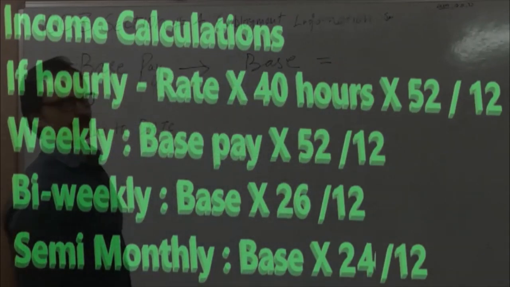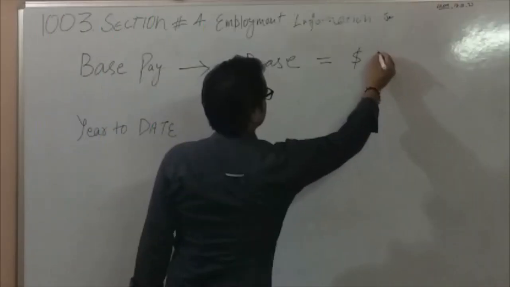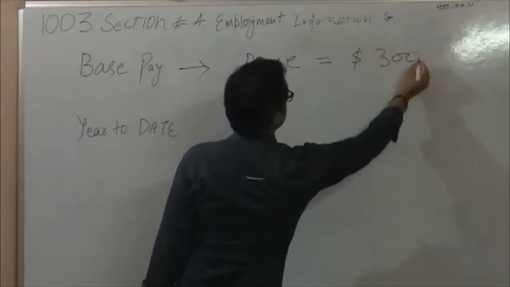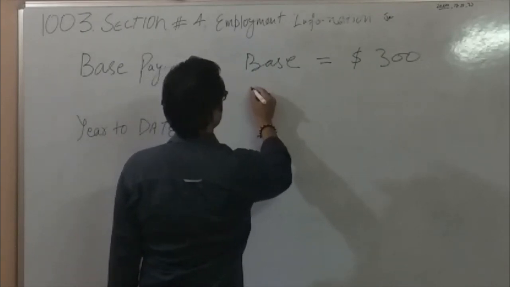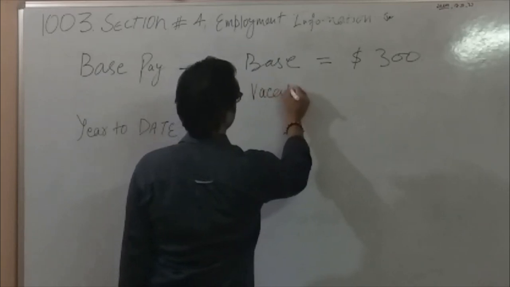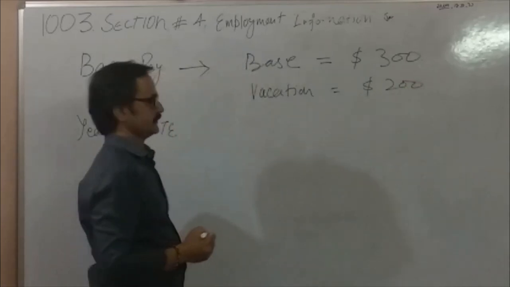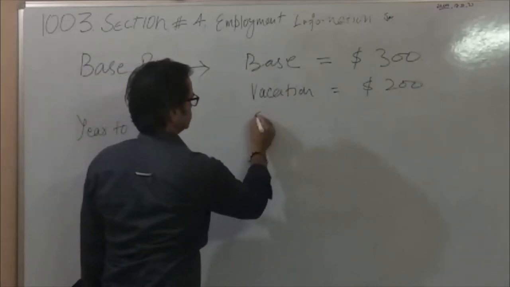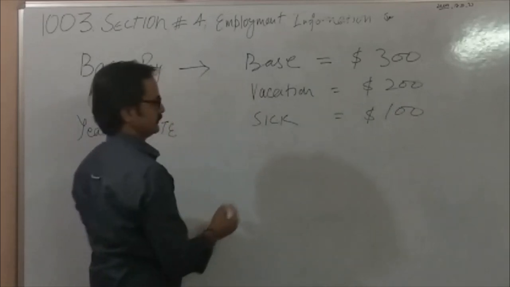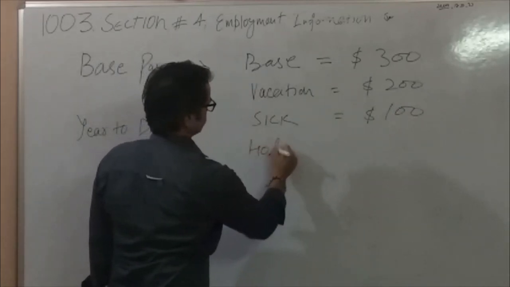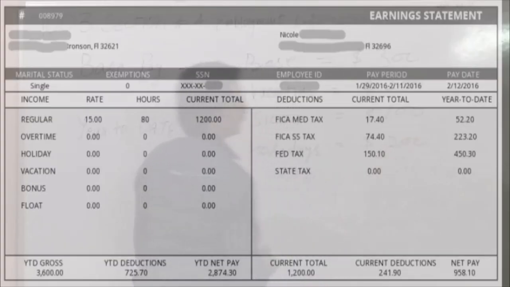When I say base pay amount, that means there could be a base pay of $300, right? But there are others, that is vacation. It could be that the borrower was paid for vacation $200. Fine. Then the borrower was also paid for sick, that was $100, and the borrower was also paid for holidays, and that could be $200 again.